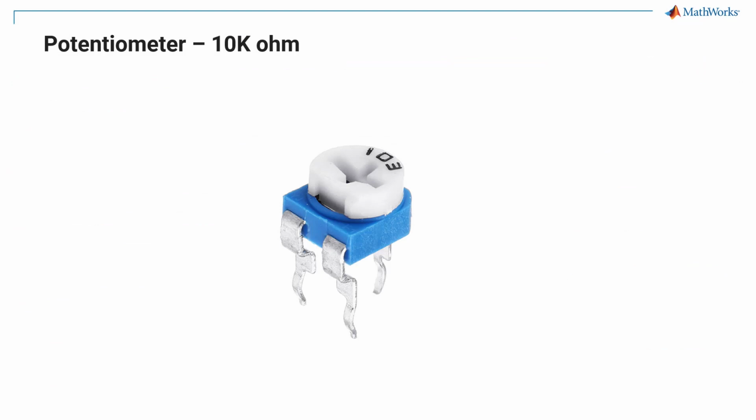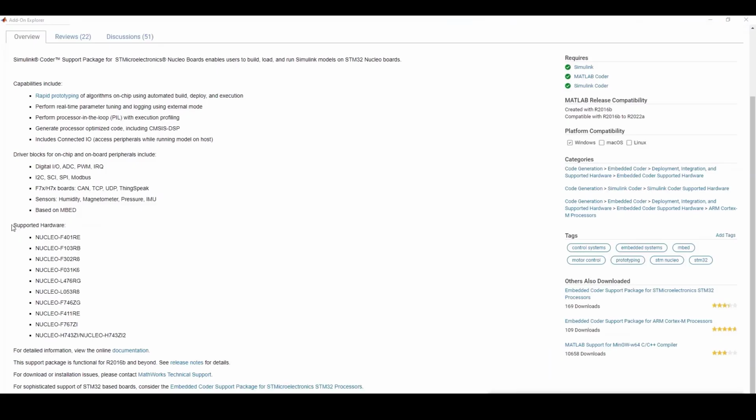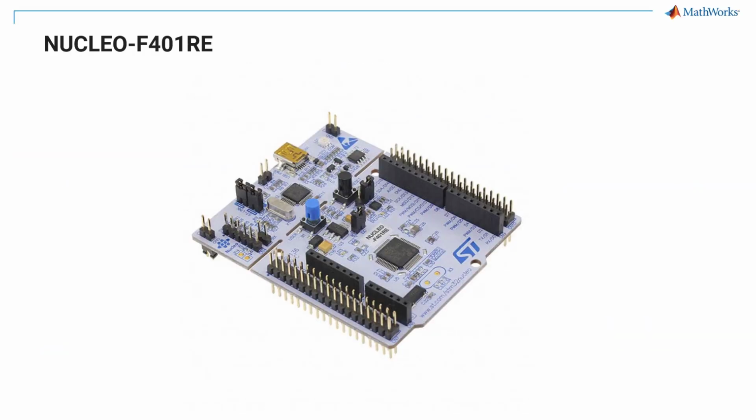You will need a potentiometer, a breadboard with a few jumper wires, and a Nucleo board that is supported by the hardware support package to follow along. You can see the list of hardware supported by a particular support package in the MATLAB documentation. I'll be using the Nucleo 401RE board in this video.